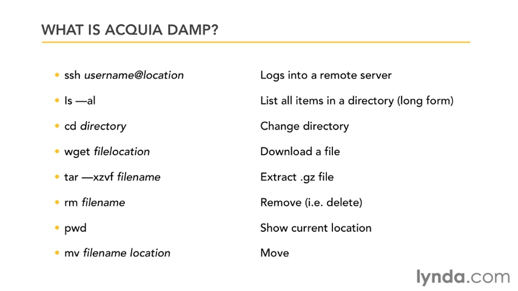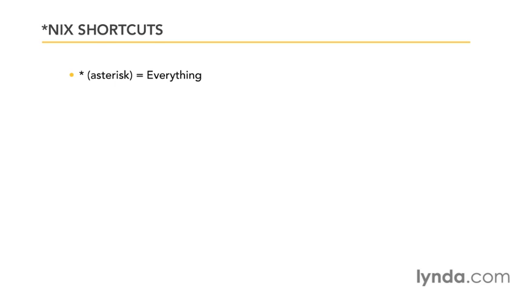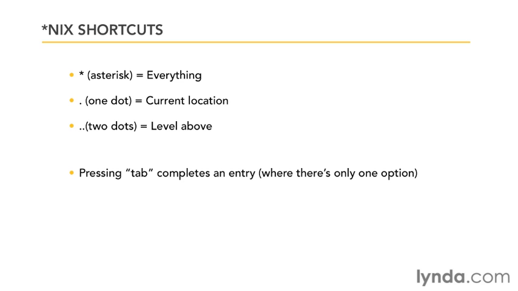In addition, there are several shortcuts. When you type asterisk, that means everything that's in your current location. So mv space asterisk means move everything. One dot refers to your current location. So sometimes you'll say copy everything to where I am now, in which case you'll just say copy these things space dot. Two dots gets you to a level above. Most often you use this with cd, so cd space dot dot means go up one level. And as I mentioned several times, when you start typing in file names, pressing tab completes them.